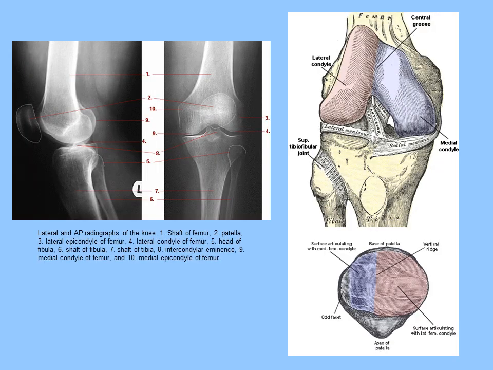The next PowerPoint will cover the thigh and knee. The knee is two joints, the patellofemoral joint and the tibiofemoral joint. Pictured here in a radiograph is obviously the knee. We can see the femur, the tibia, here's the fibula, and here is an outline of the patella.